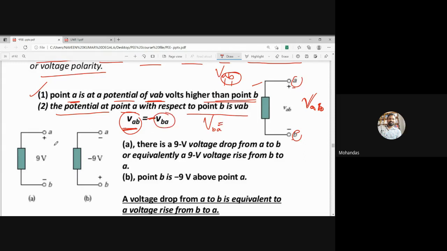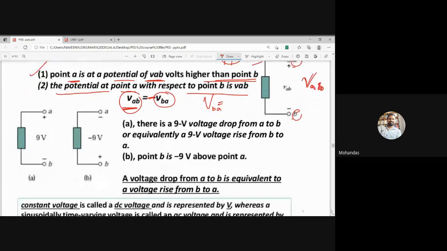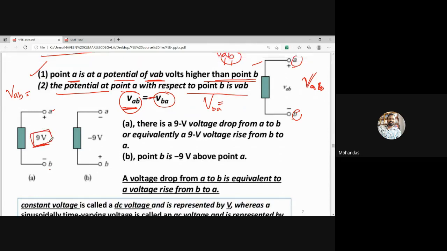So what I'm trying to say is that, listen carefully here. In this figure, there are some examples. With respect to point A, with respect to point B, if you write VAB, what is the VAB value here? Can anybody tell me? How many volts here? 9 volts. But see here. Suppose you want to tell this voltage with respect to point B, VBA. Now can you guess what is the VBA voltage?